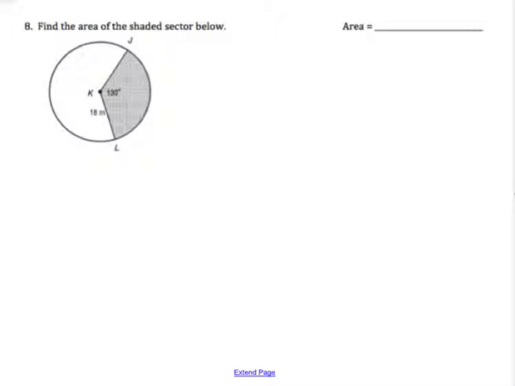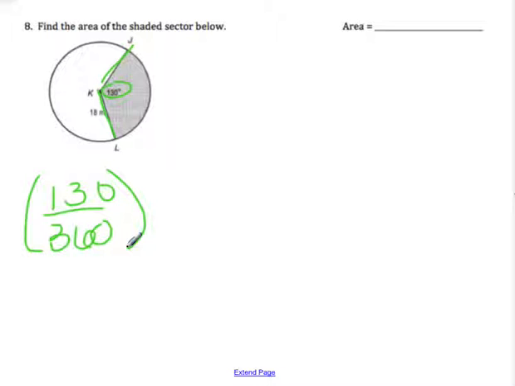We want to find the area of the shaded sector. So we want to find the area of that sector right there. So first thing I'm going to do is take the degree of that central angle and divide it by 360. Then I want to take the radius, which is 18, and square it and multiply it by pi.